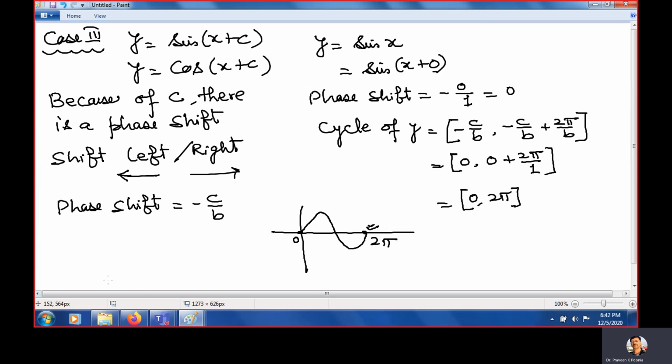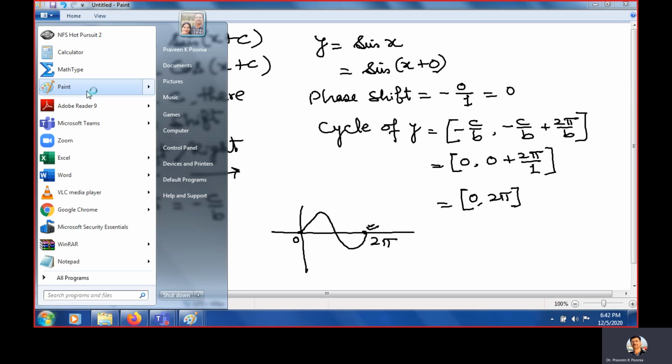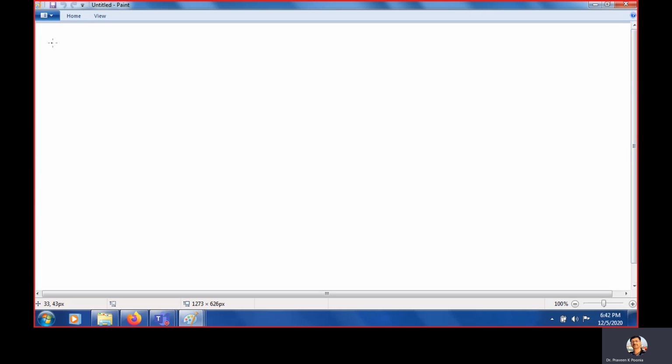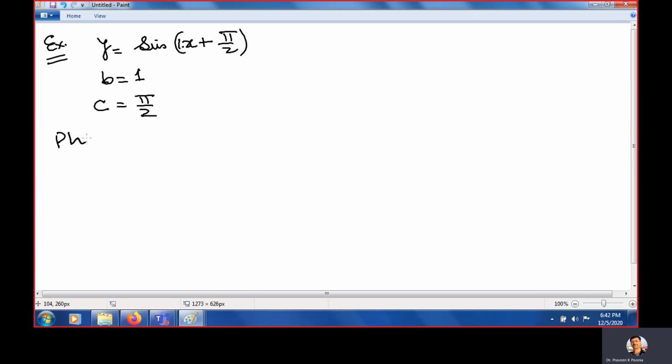Okay, but if there is some value, look, if I take the example y is equal to sin of x plus pi by 2, what will change in the answer of the question? Clear? So what is the value of b here? The value of b here is 1, into x. And what is the value of c? It is pi upon 2. Clear? So what is the phase shift?